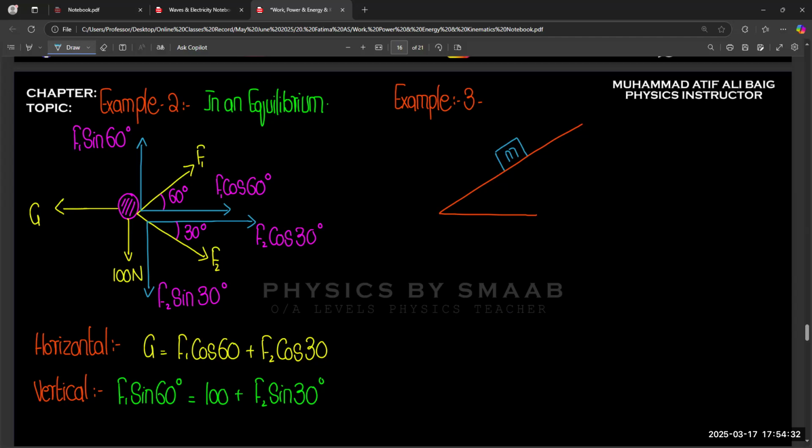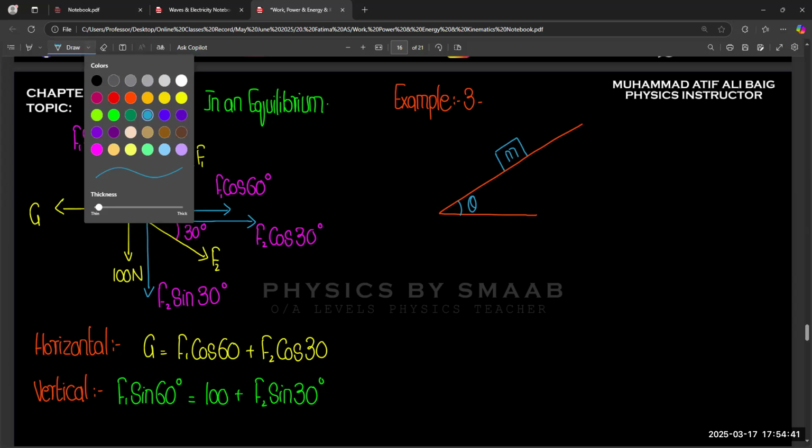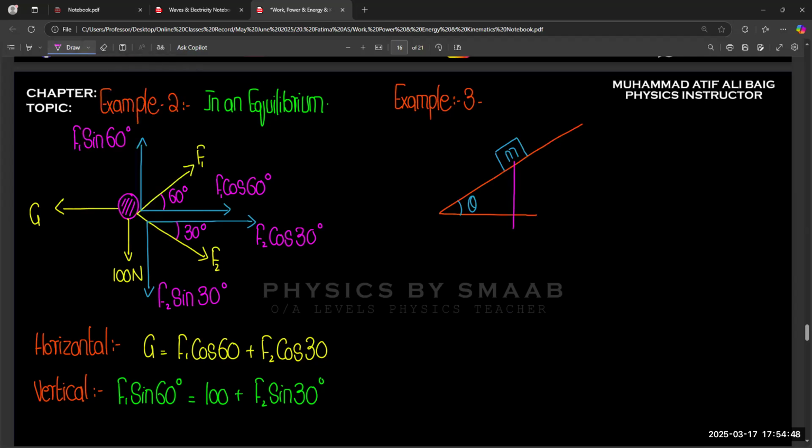So this is the object and it is making some angle with the horizontal surface. First of all, we need to mark all the forces acting on the object. So first of all, the weight of the object acts in the downward direction, and it is placed on the surface. So there is a normal reaction, or normal force, exerted by the surface on the object. So this is the normal reaction.